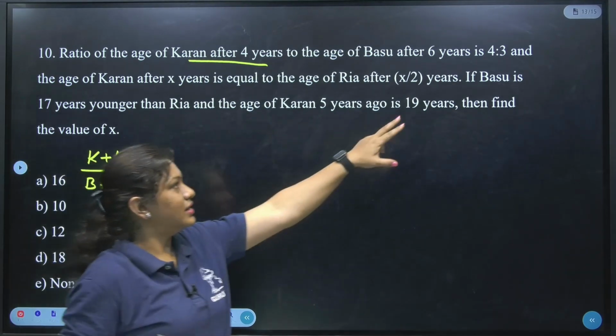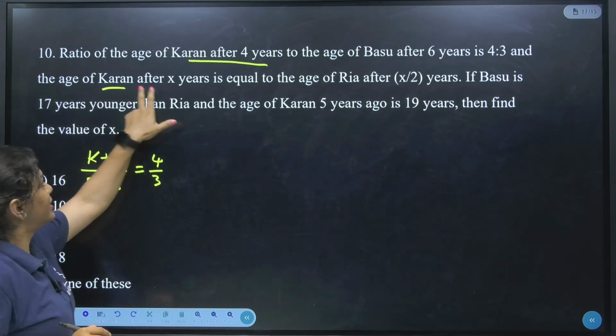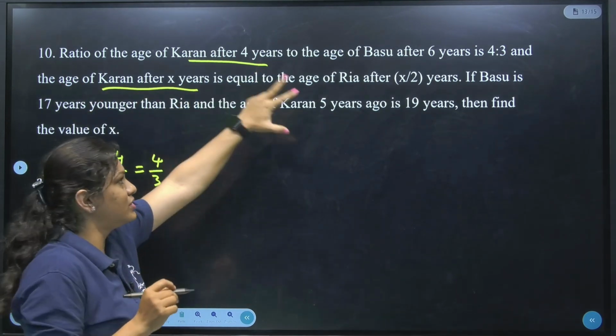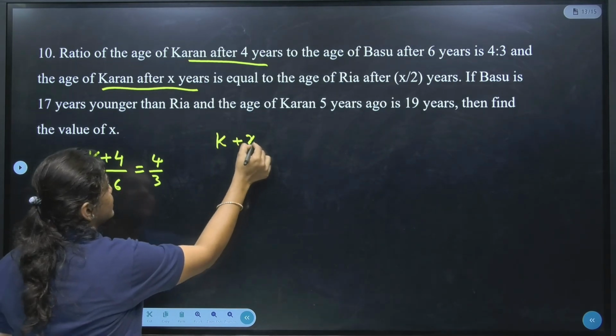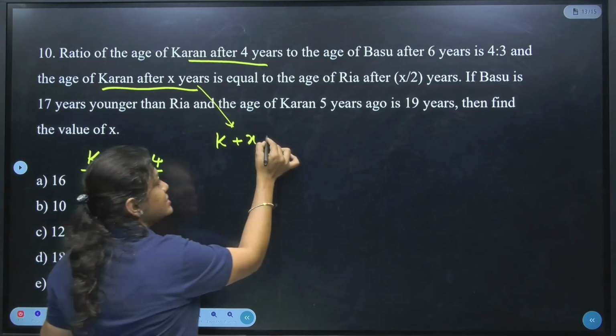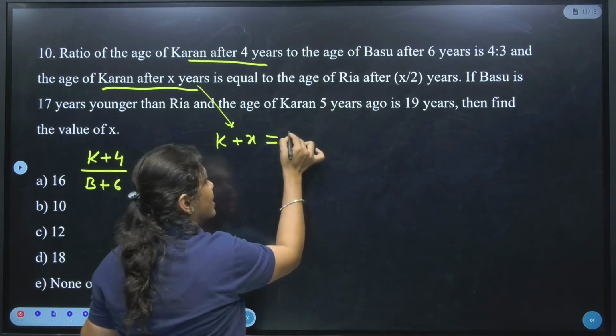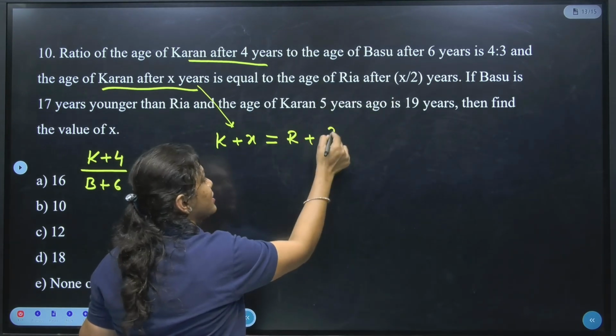Next. And the age of Karan after X years. According to the condition, the age of Karan after X years, what are they saying? It is equal to the age of Riya after X/2 years.